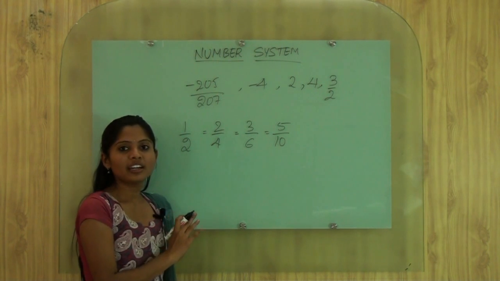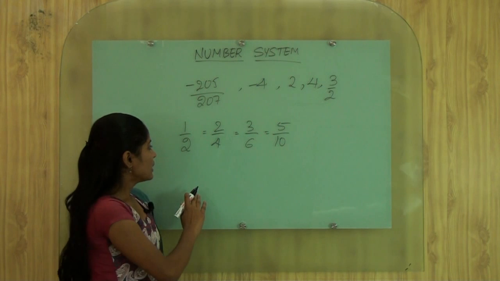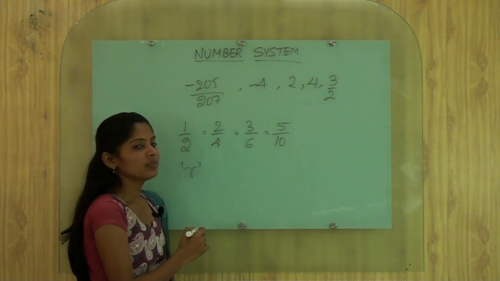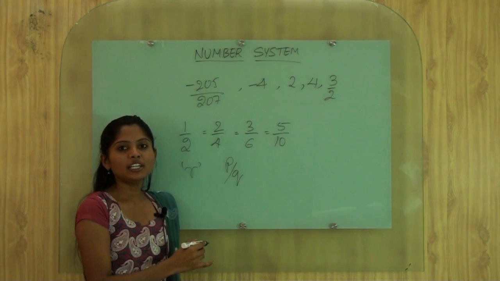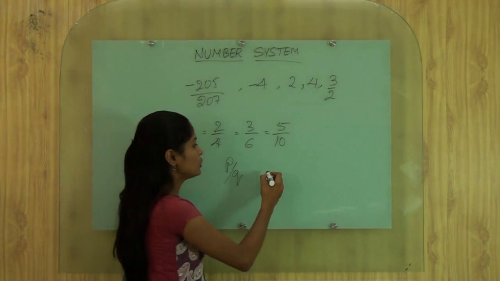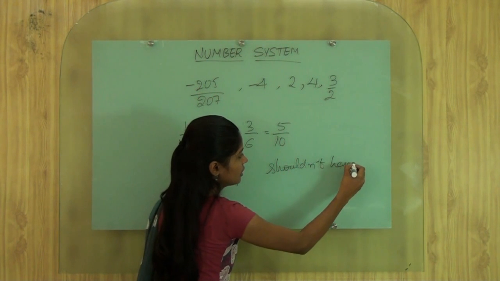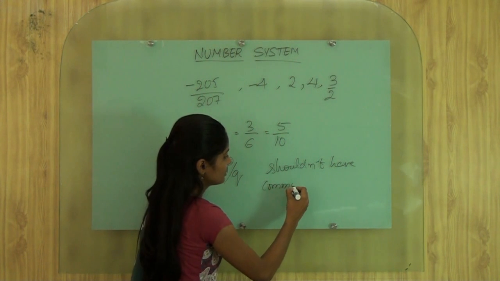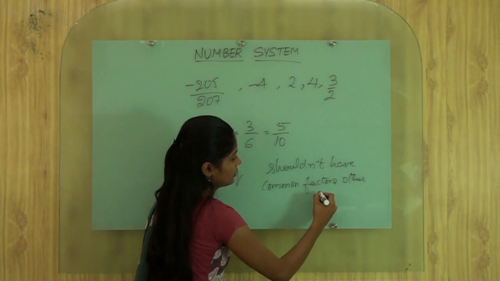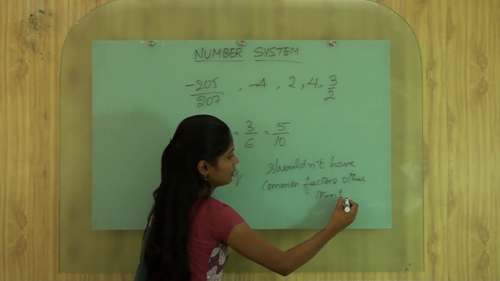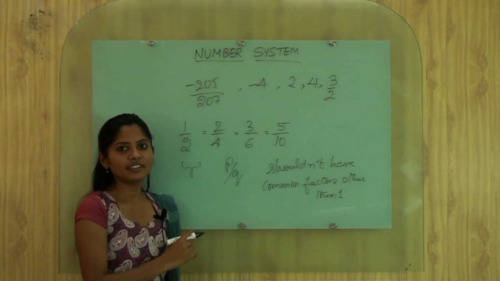So we'll write a rational number. The pure definition of a rational number is, you can tell r is a rational number if it can be denoted in the form of P by Q, where P and Q are integers and they should not have common factors other than 1, and Q is not equal to 0.